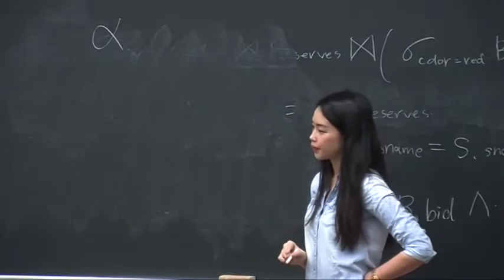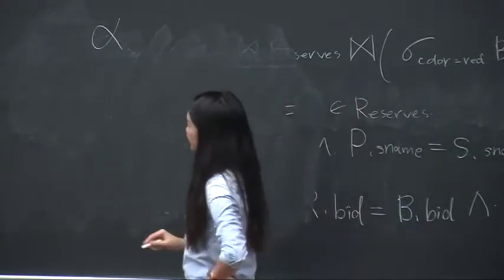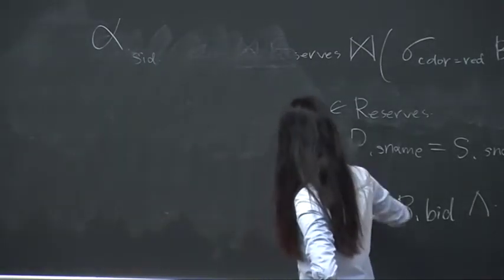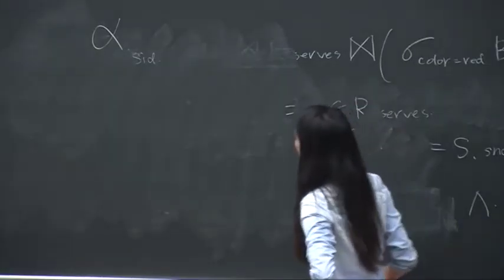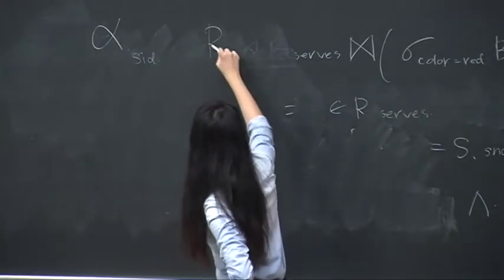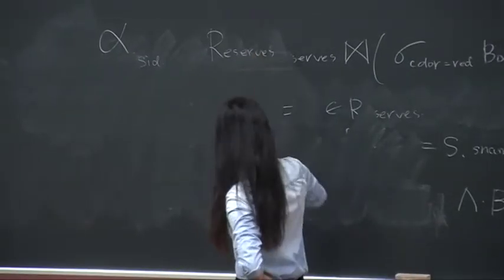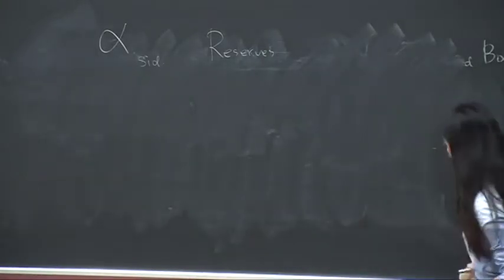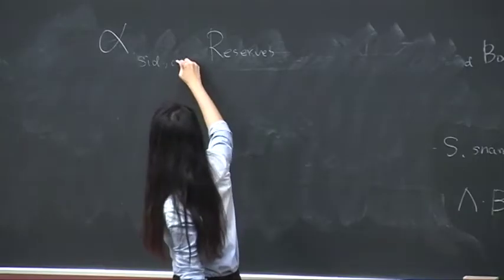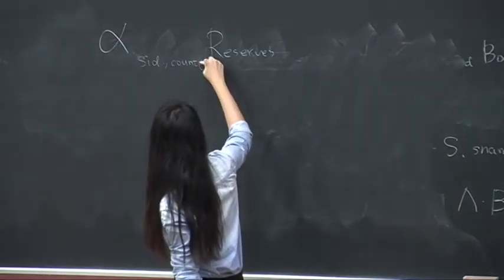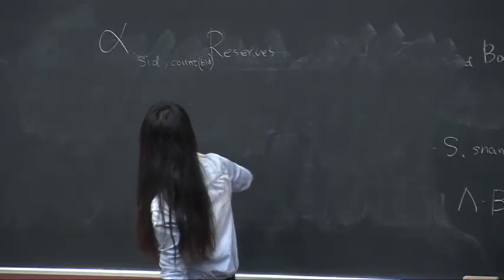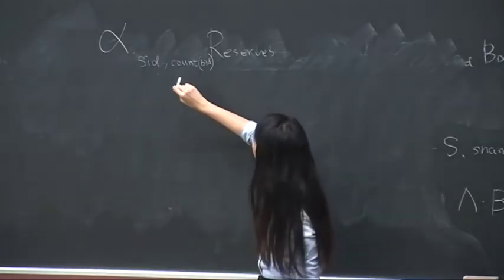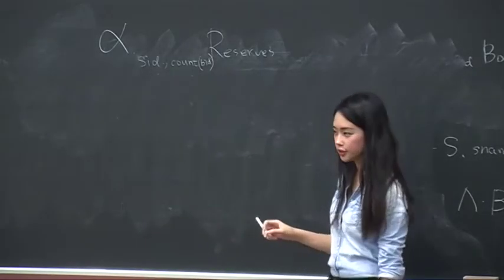Do we need grouping for this? Yes. What do we group by? SID. What's the input? Yeah, we can just use reserve first. Then what's the aggregation function? Count the ID. Right? So that's argument 1, the grouping criteria, argument 2, the aggregation function.